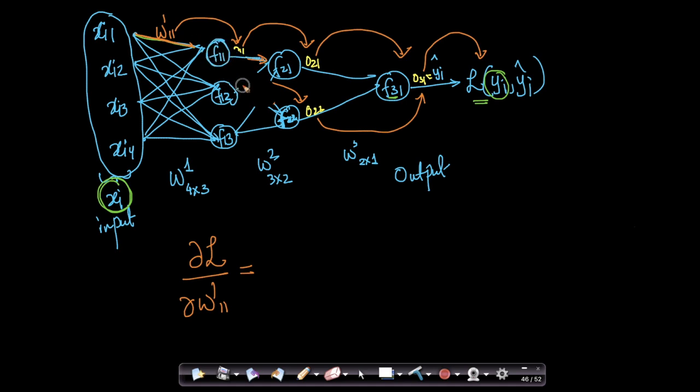There is an edge here, there is an edge here, there is an edge here, there is an edge here, here, and here. Okay, so this is O11. This is also O11. Okay, so this O11 impacts O21 and O22. So this is a slightly tricky case.